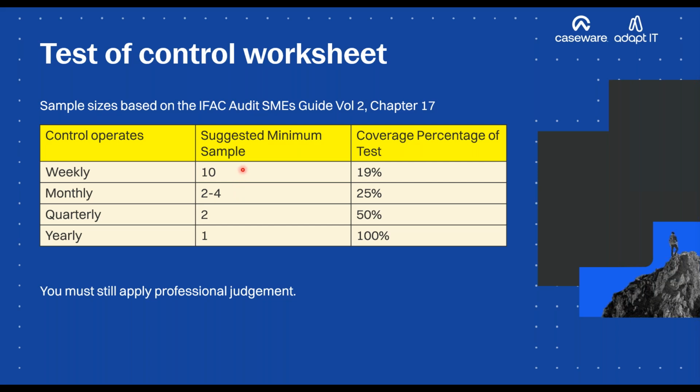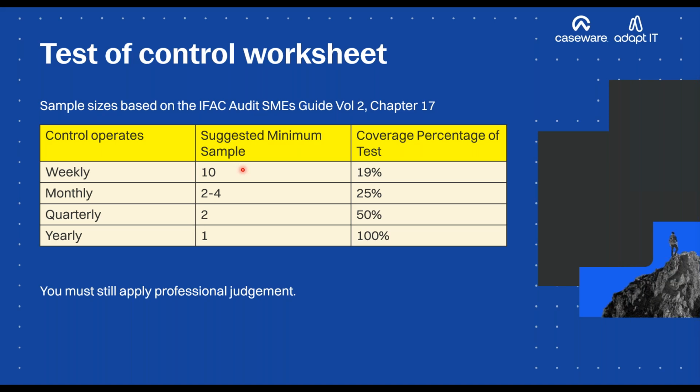If it's done weekly, how many weeks are there in the year? 52. So then we're going to test 10 of the 52 weeks to get that evidence. In terms of the daily or more often controls, well, there we have a minimum of 10, right? That's the way it's drafted in the default settings in Probe. And then if you need more evidence, 30.